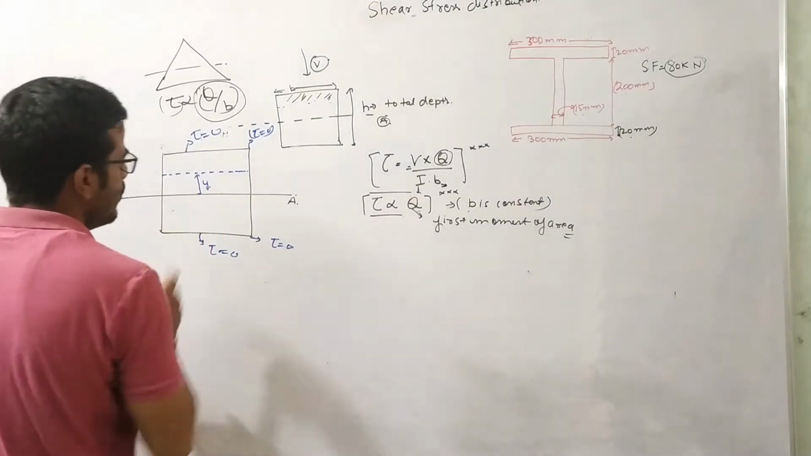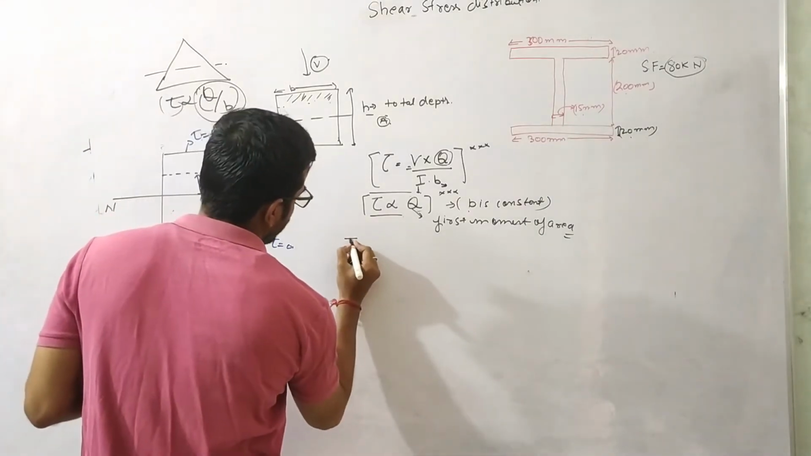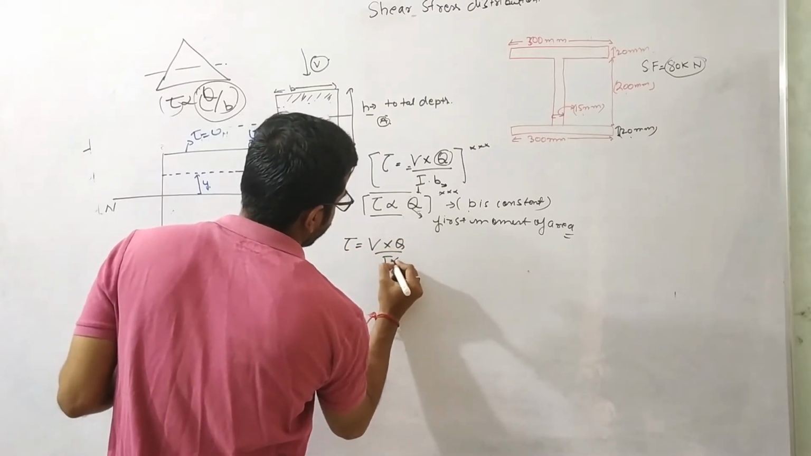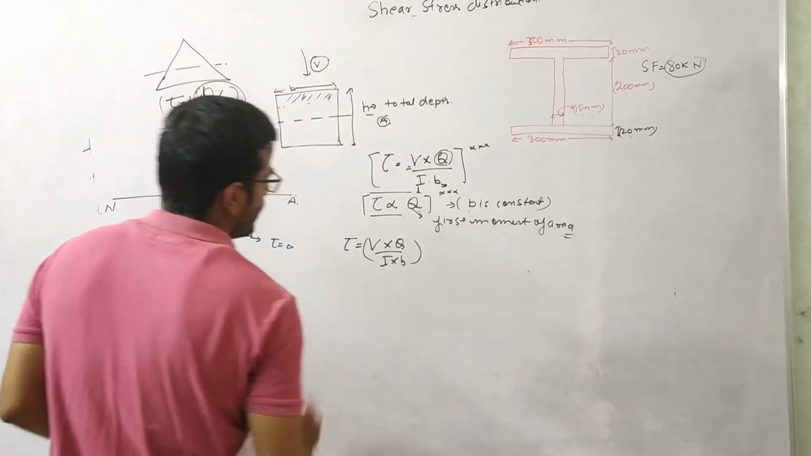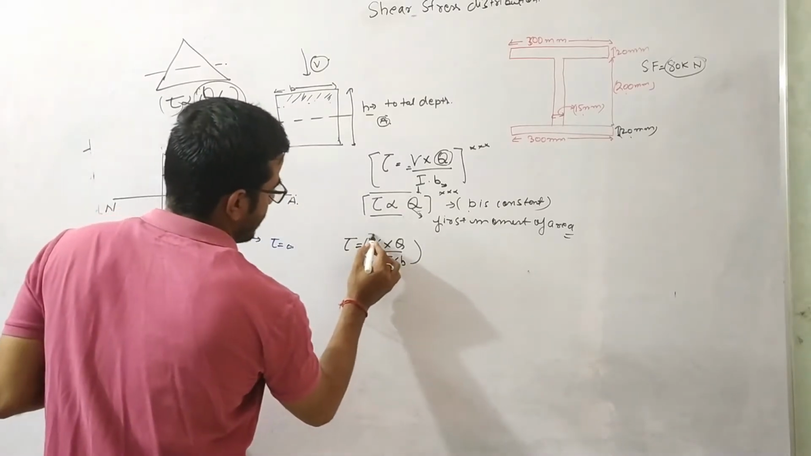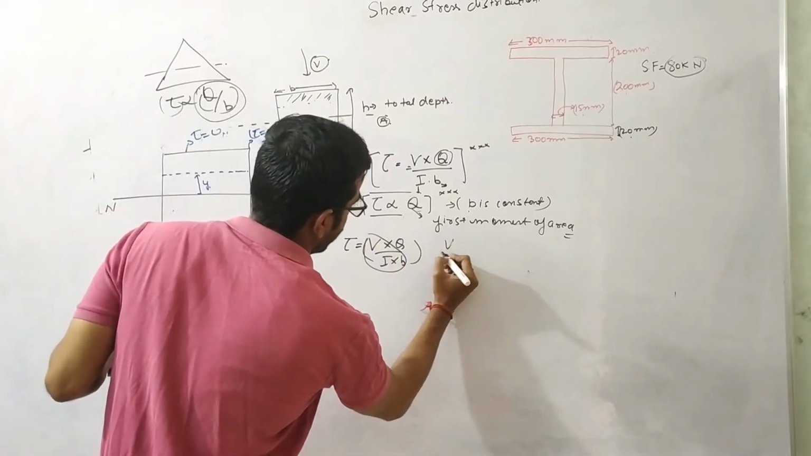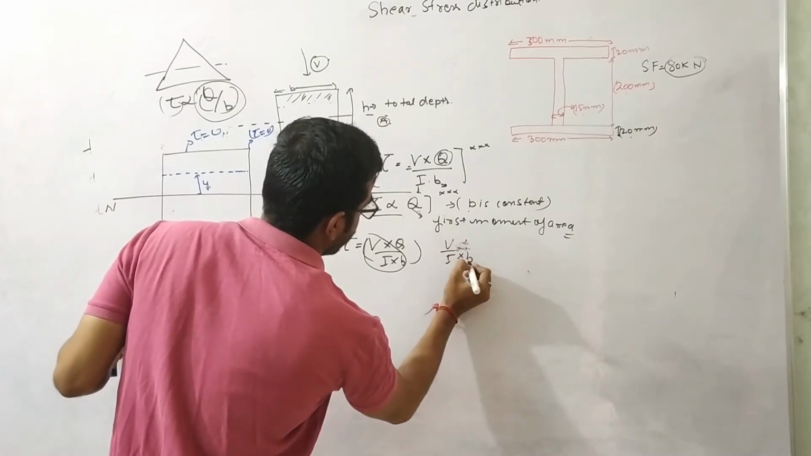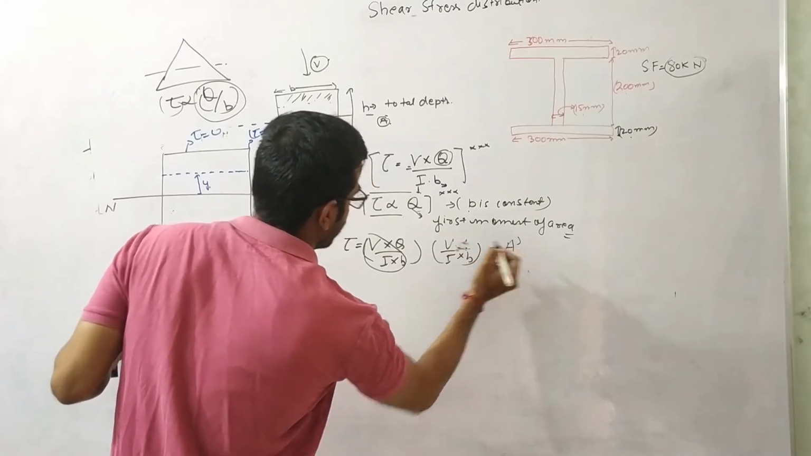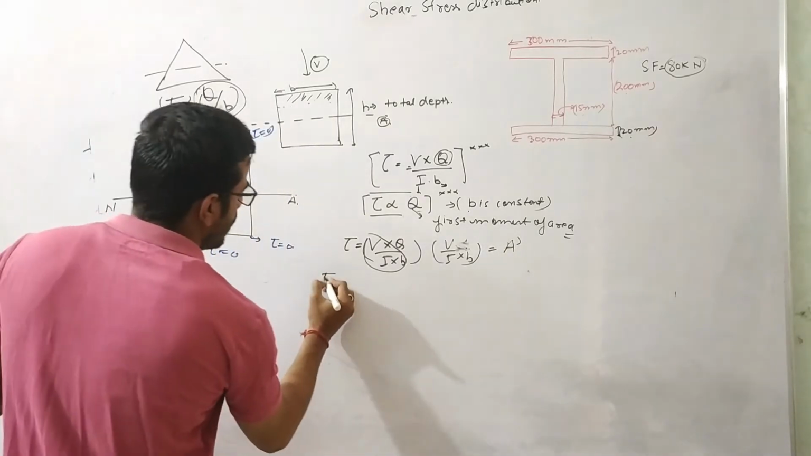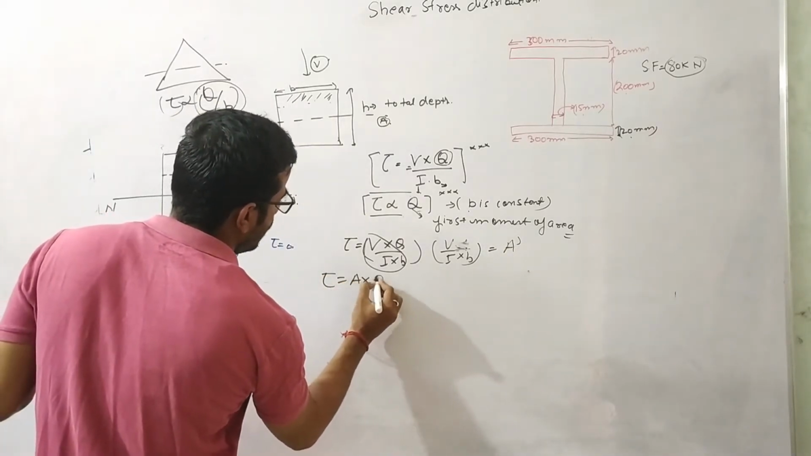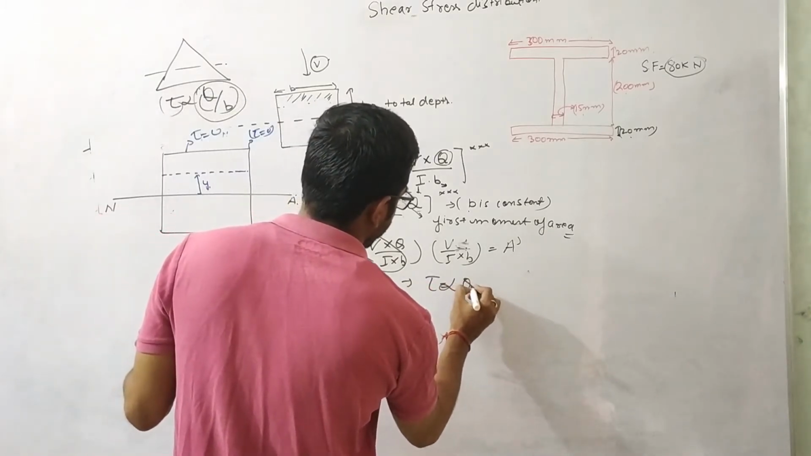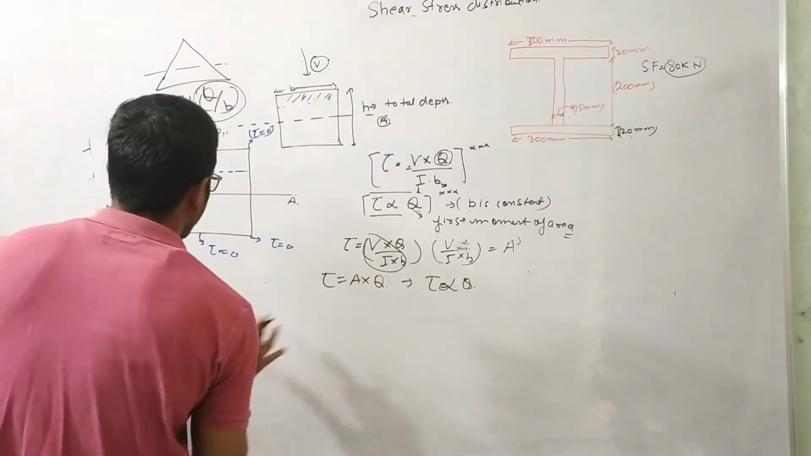If I calculate tau, which is equal to V into Q over I into B, this term is constant for a rectangular cross section. So V over I into B, I'm taking it as A. So my tau is equal to A into Q. From here I can say that tau is directly proportional to Q. So I need to find Q over here.